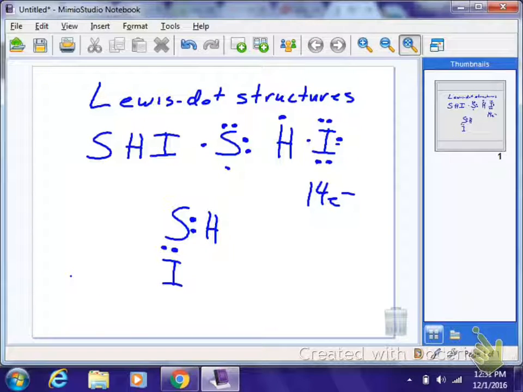So we always want to keep track of our electrons so you don't use too many or too few. So we've got 10 electrons left over.